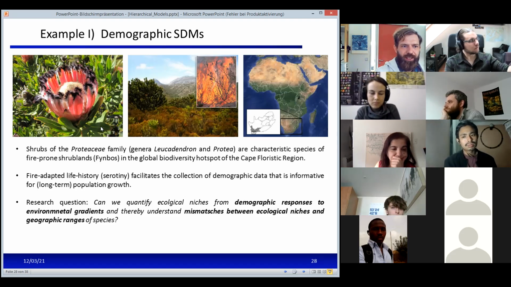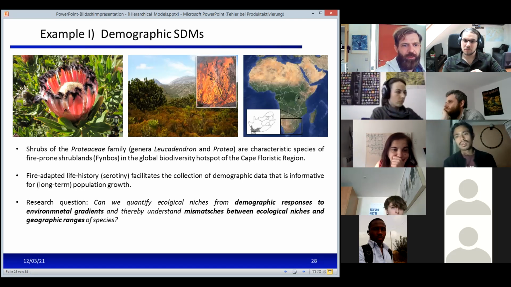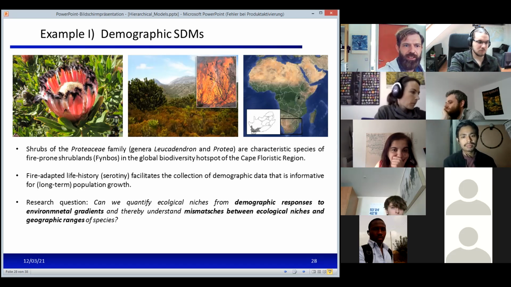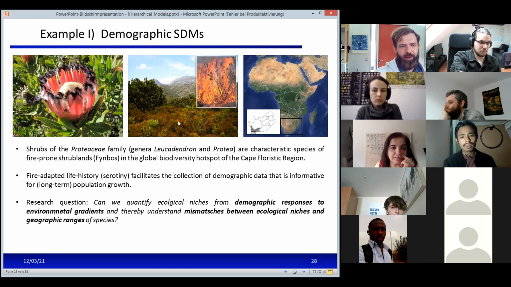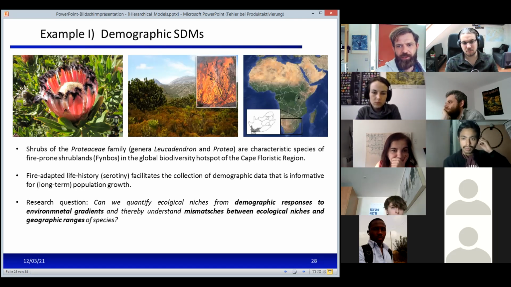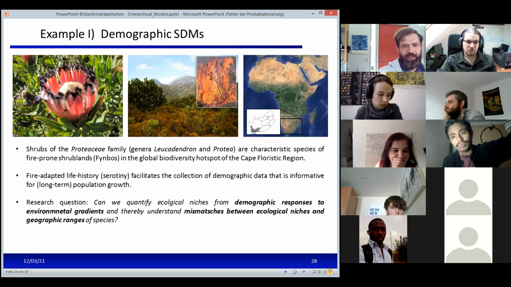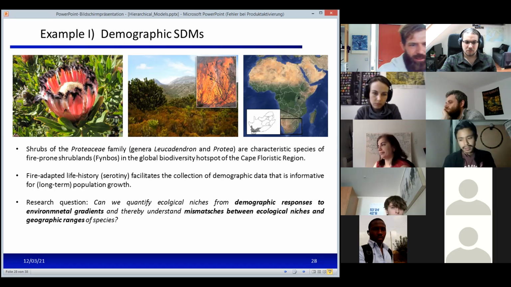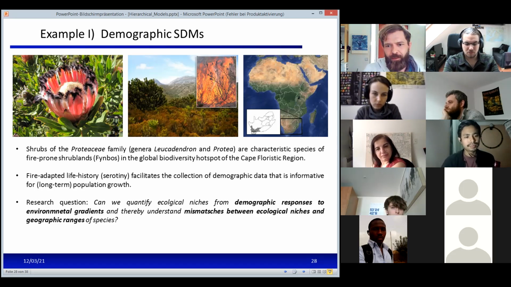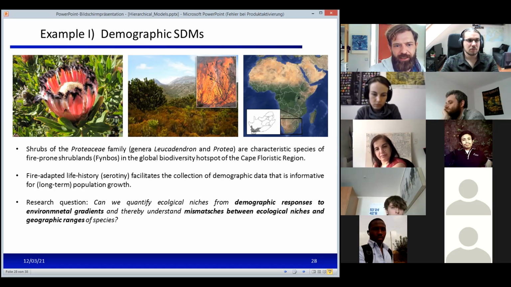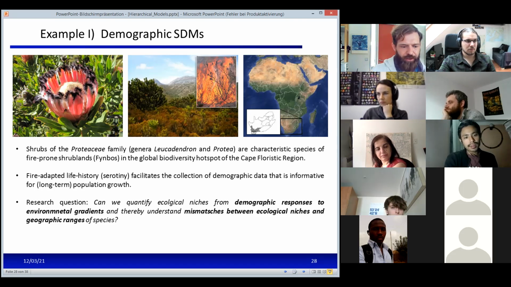So these are shrubs that occur in the Mediterranean type fynbos biome in South Africa. Dry shrublands that are very prone to recurring fires. And these species also have a very specific fire-adapted life history that also makes them a good model organism for these studies, because it facilitates the collection of demographic data that is informative for long-term population growth, and therefore for the quantification of ecological niches for these species.